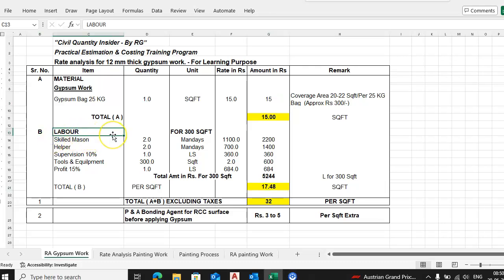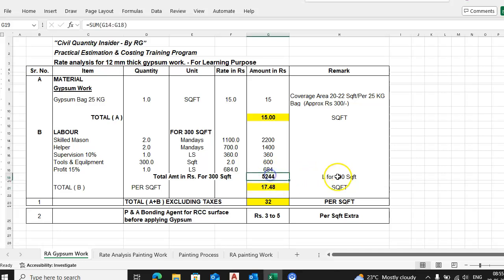Second part is labor cost. For 300 square feet we have to work out here and then convert for 1 square feet. Required skill: mason for 300 square feet, two numbers approx. Cost here, consider 1100. Helper also two numbers, and cost per helper is 700 rupees per day. Then consider supervision, tools and equipment, profit. Now cost for 300 square feet is 5200 rupees.